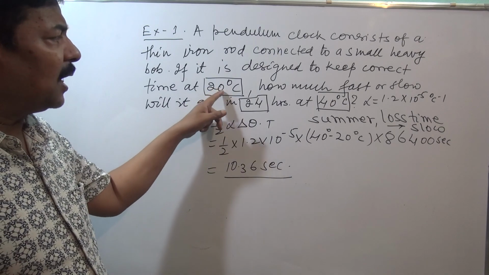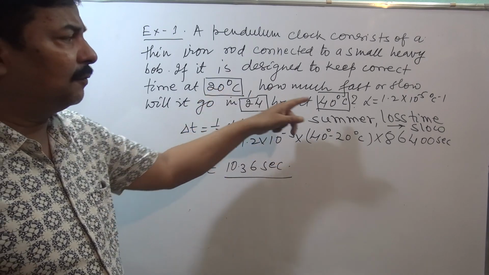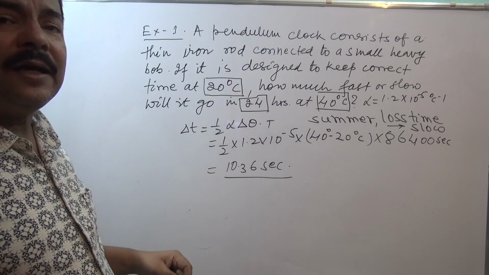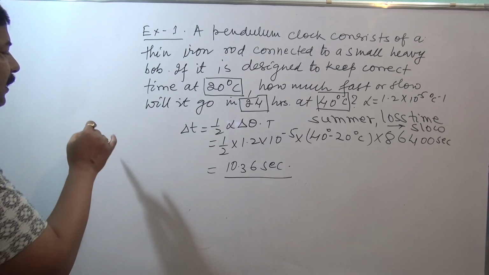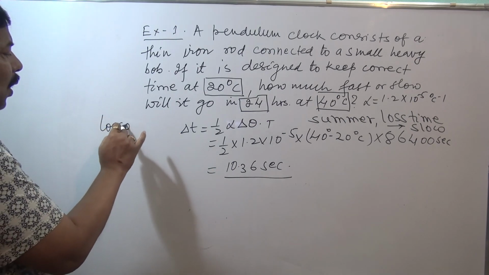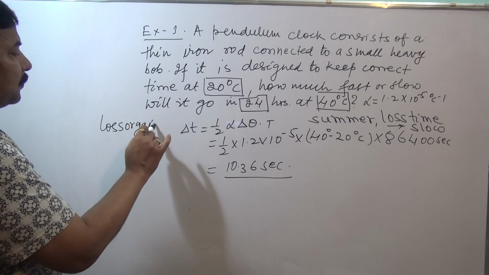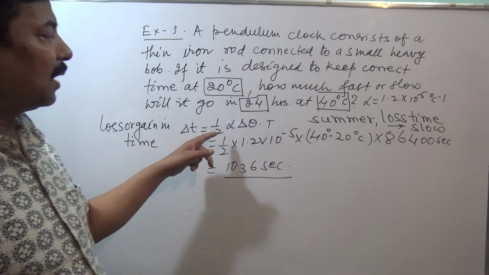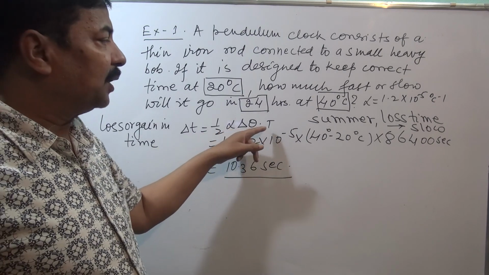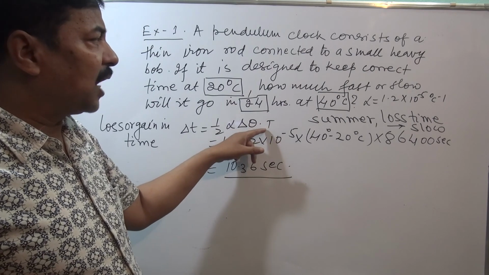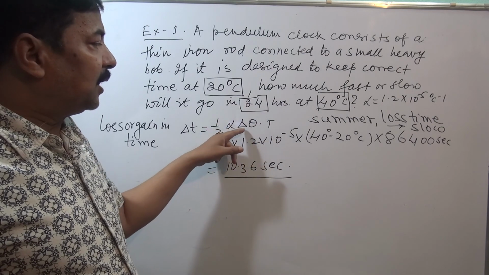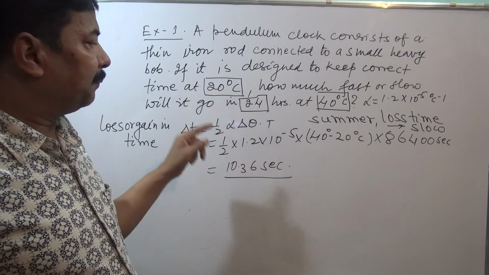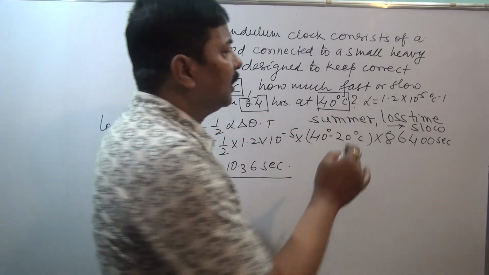So the data is given: initial temperature, final temperature, and the time. Now, as I told you in our standard result, that loss or gain in time, this factor is given by 1/2 alpha delta theta into t. This is the time. Which time? 24 hour. Change in temperature is how much? 40 degree, 20 degree. Alpha value is given in the question.